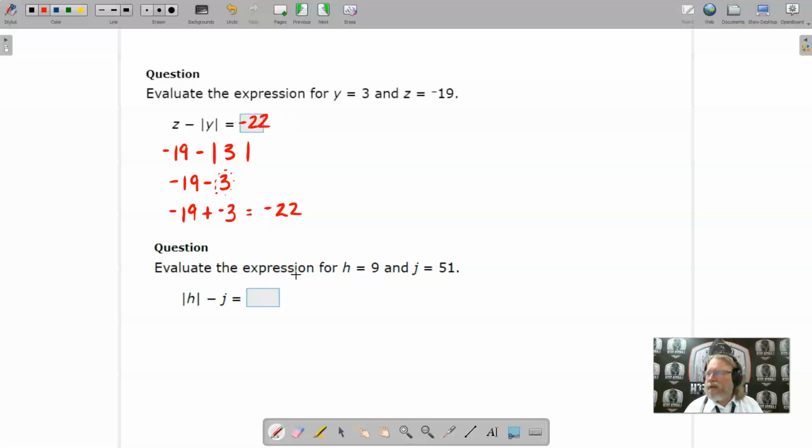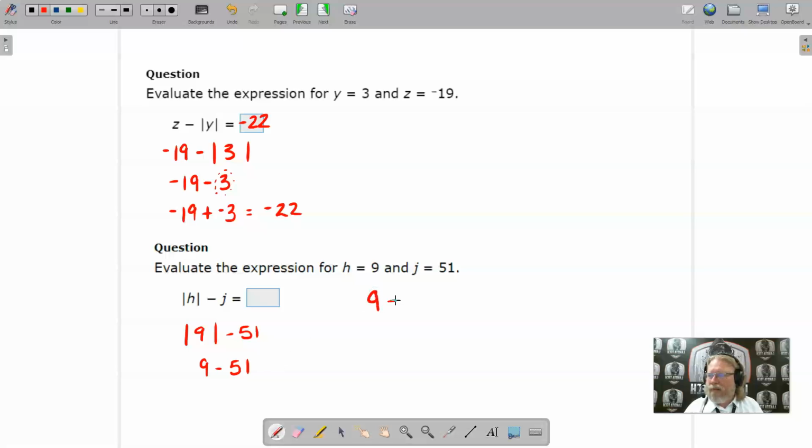On this next one, evaluate the expression for h is going to be equal to 9, and j is going to be equal to 51. So let's go ahead and substitute in the h, absolute value of 9, minus 51. And now the absolute value of 9 is 9. We're going to subtract from it 51. And this is one of those times that I like to do that change the sign thing. I'm going to move this over here.